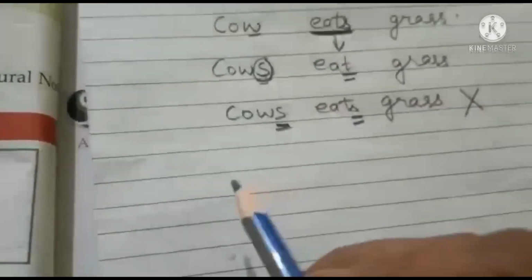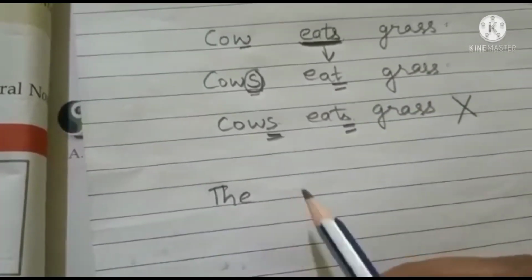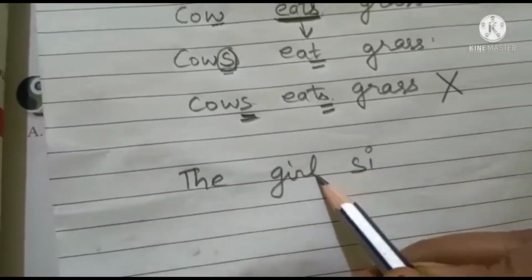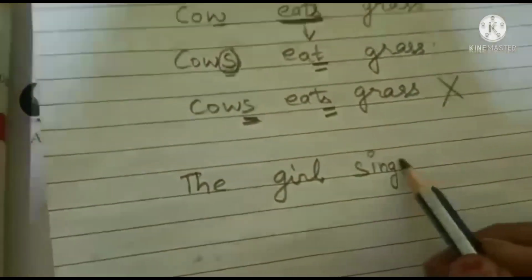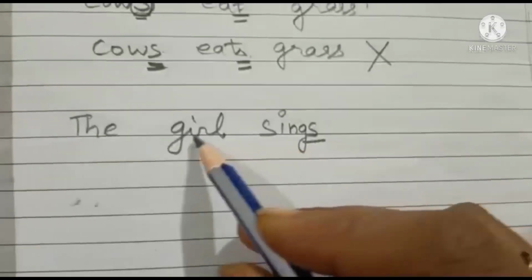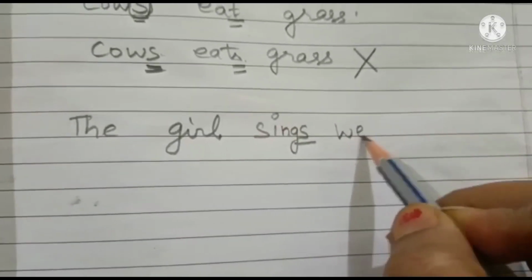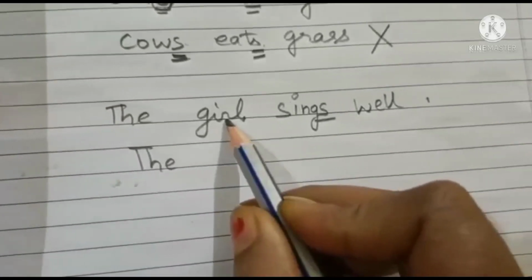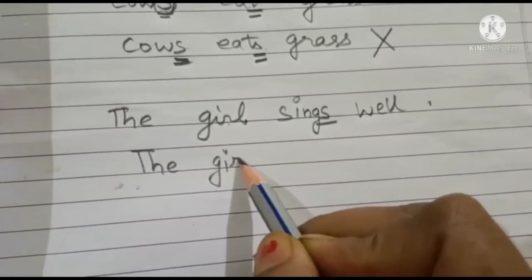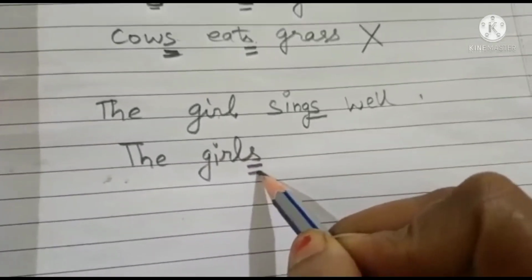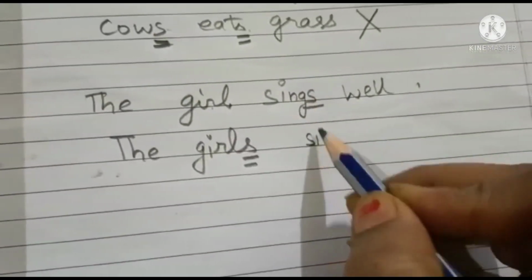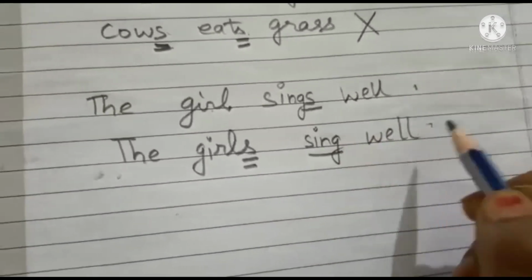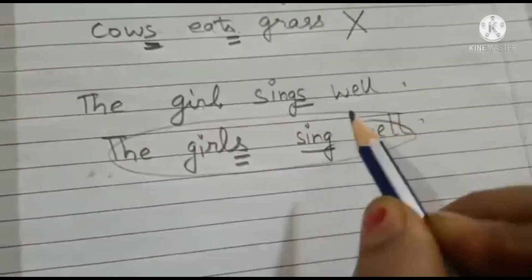In the same manner, suppose the example given in the book is the girl. Here girl is not having S, so the verb is going to have S. So it becomes the girl sings well or sweetly, whatever. But suppose I change this singular noun into plural, girls. Now if I add S here, children, the verb will not have S. This you have to remember. The girls sing well. This you have to remember every time.